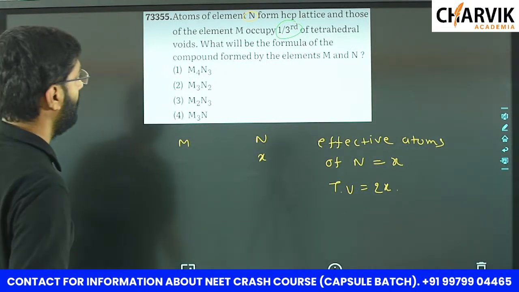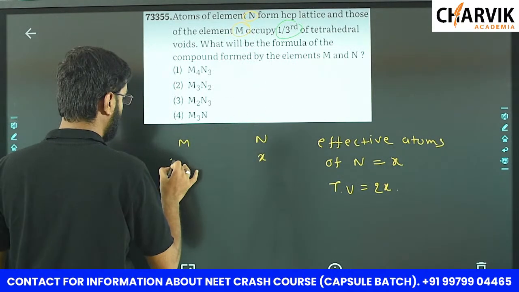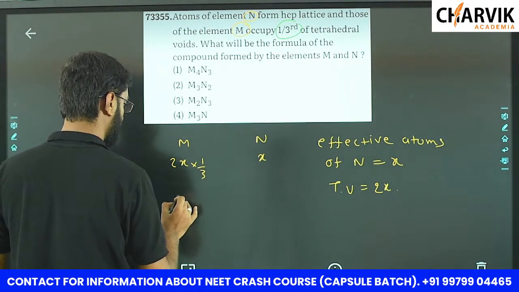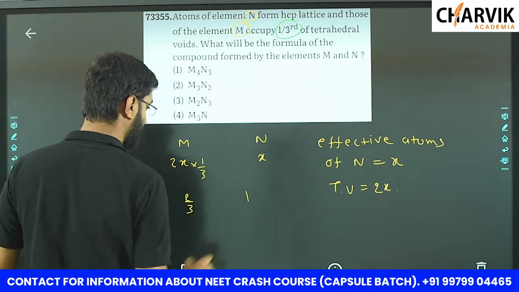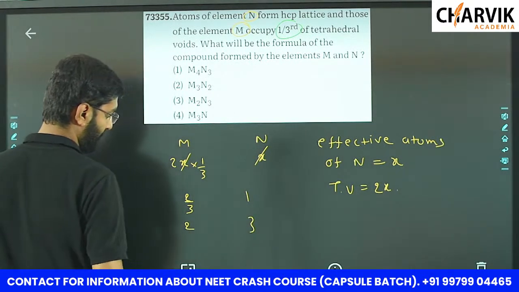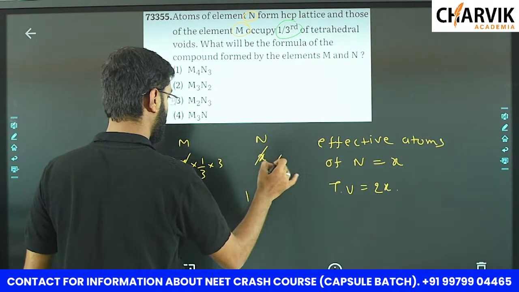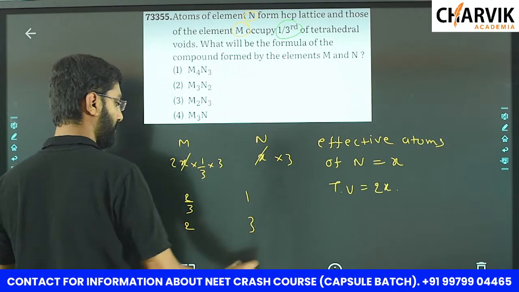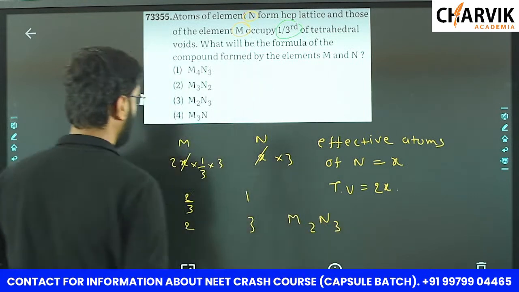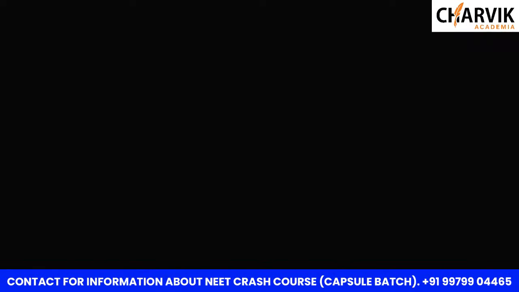And M elements occupy one third of tetrahedral voids. We have 2x tetrahedral voids and one third, so into 1 by 3. So 2 by 3 x. X cut. So you will get 2 and 3. If we multiply by 3, you will get 2 and 3. So your correct option is M2N3. Yes, the correct option is M2N3. Done.